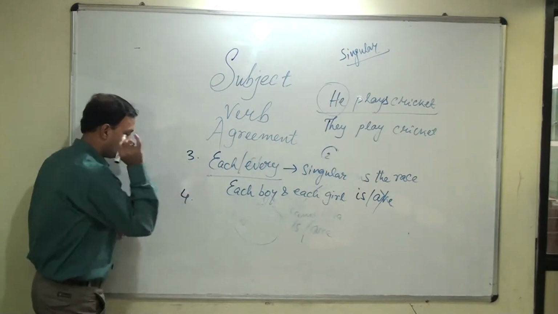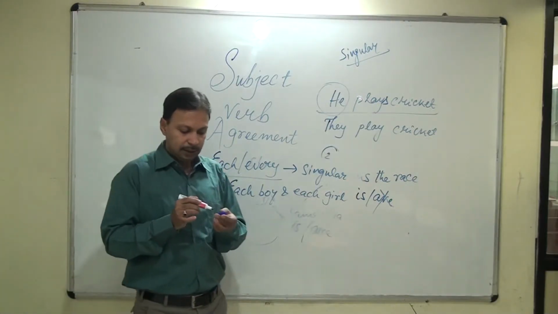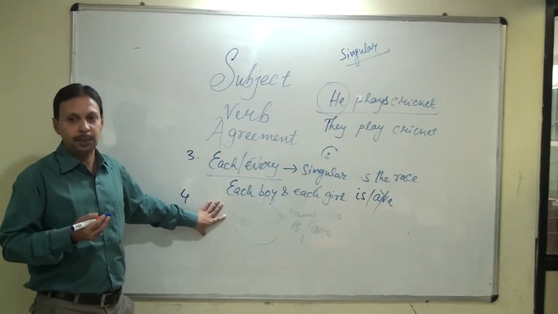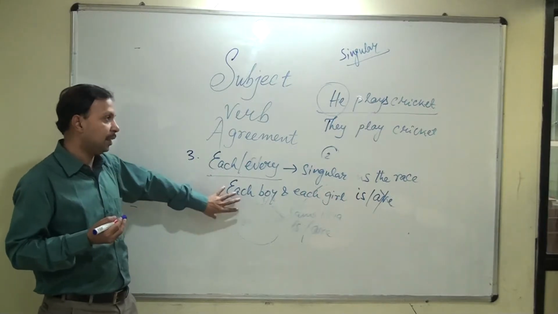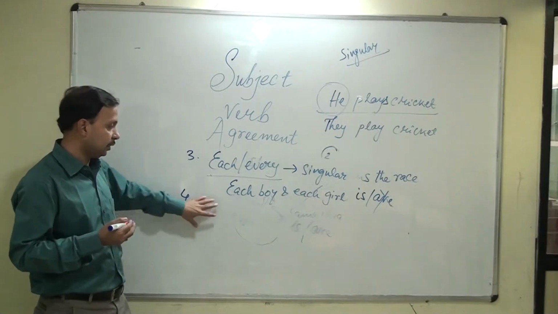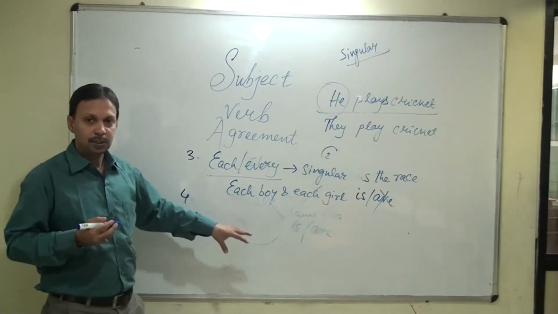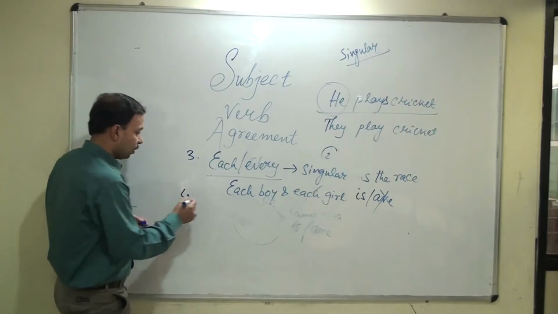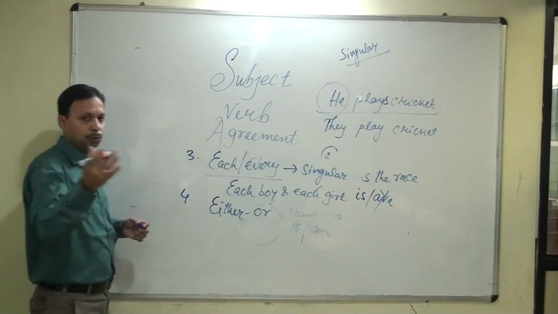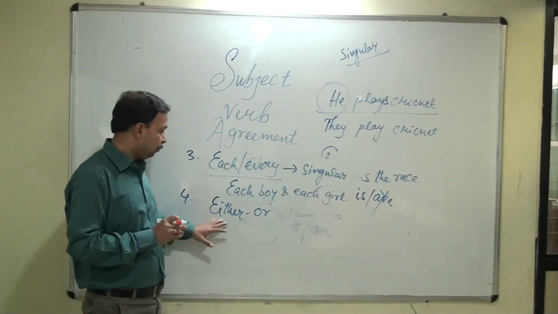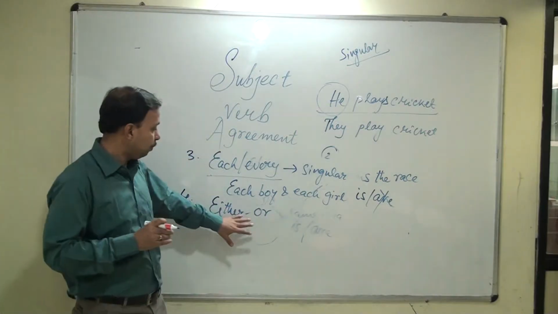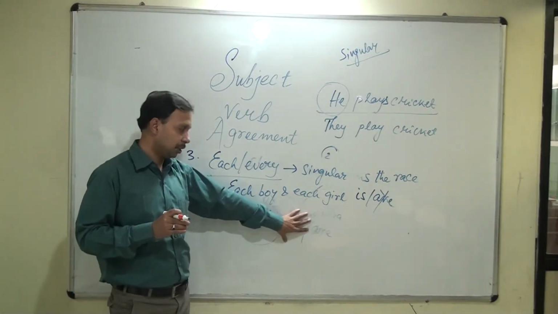Rule number 4, a very special rule. On the basis of this rule, there are so many questions which appear in competitive examinations. As you know, there are so many competitive examinations like bank PO, bank clerical, SSC and all these things. This rule is applied to a larger extent. For example, there is a combination of words like either or. If two different subjects are joined by either or, in that particular case, the verb agrees with the nearest subject.